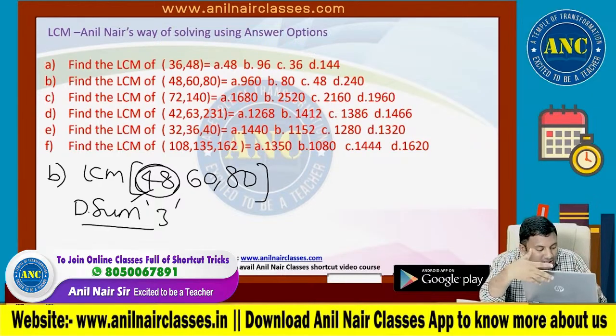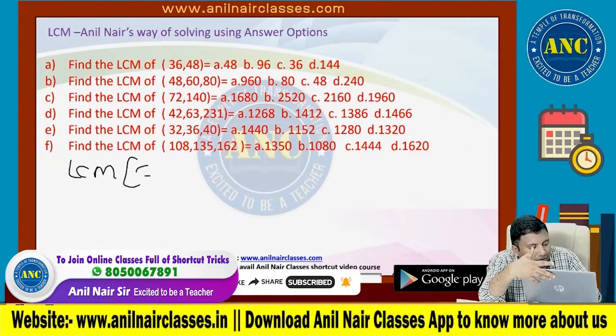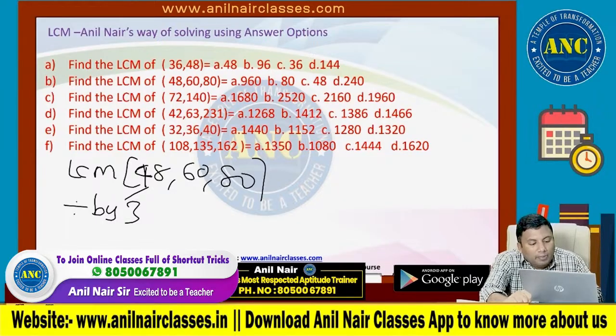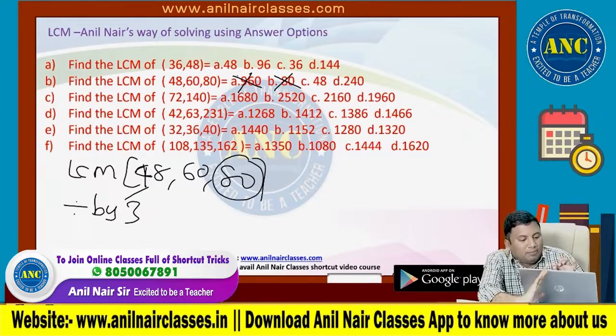Instead of digital sum, I will write like this, otherwise confusion will be there. LCM of 48, 60 and 80. 48 is divisible by 3. Answer should be divisible by 3. 960 is not divisible by 3. 80 is not divisible by 3. LCM comes out from the highest number. It cannot be the lowest number. Answer is 240.